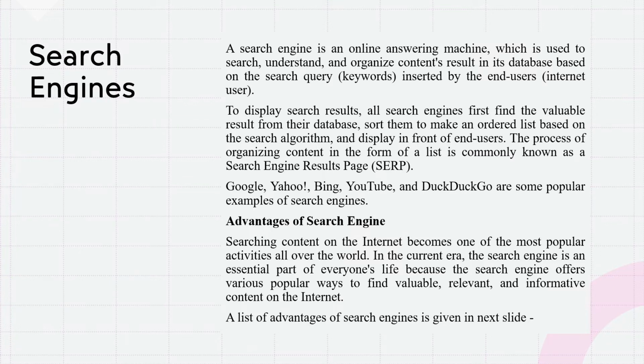The process of organizing content in the form of a list is commonly known as Search Engine Results Page (SERP). Google, Yahoo, Bing, YouTube, and DuckDuckGo are some popular examples of search engines.